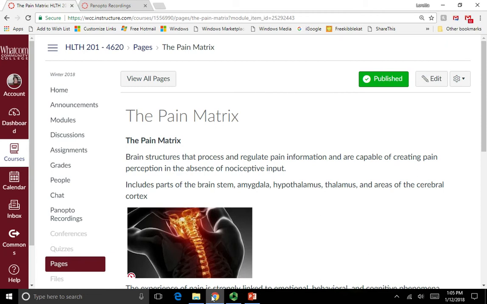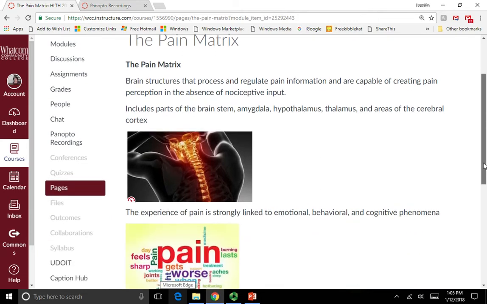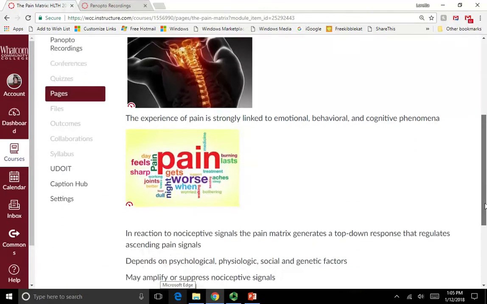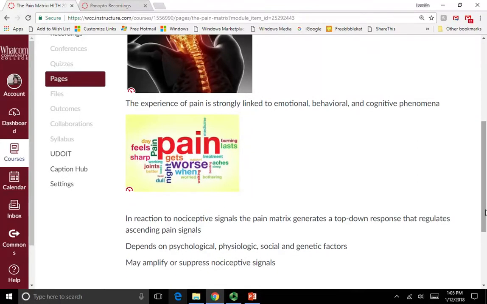So the pain matrix includes parts of the brainstem, the amygdala, which functions in emotion, the hypothalamus, autonomic function, the thalamus, and areas of the cerebral cortex. So that whole pain matrix affects the perception of pain. The experience of pain is strongly linked to emotional, behavioral, and cognitive phenomenon. So what I was saying about the therapeutic neuroscience education, where you tell people how pain works, and that actually allows them to control their pain better.